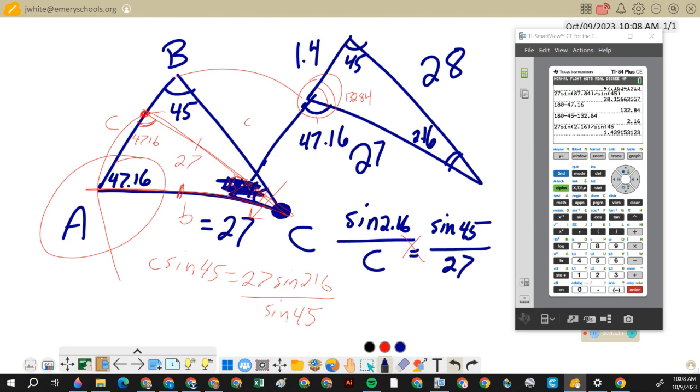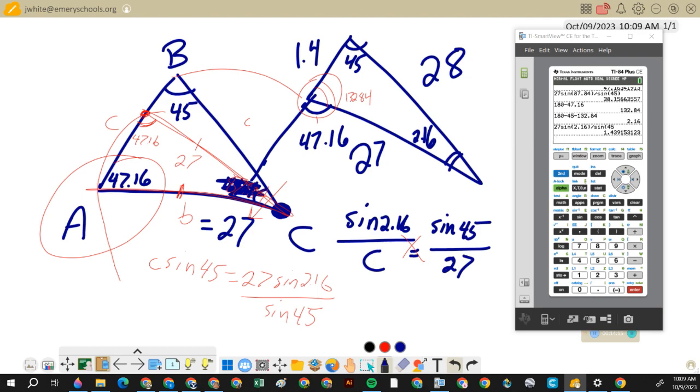19 through 24, you don't need to solve it. You just need to say 1, 2, or 0. How many triangles are there? So if side 2 is longer than side 1, you have one triangle, right? If side 2 is shorter than side 1, you either have 0 or 2. It just depends. You set it up, and if you get the sine is equal to a number bigger than 1, then the answer is 0. If you get sine is equal to a number between 0 and 1, then you get 2. All right.